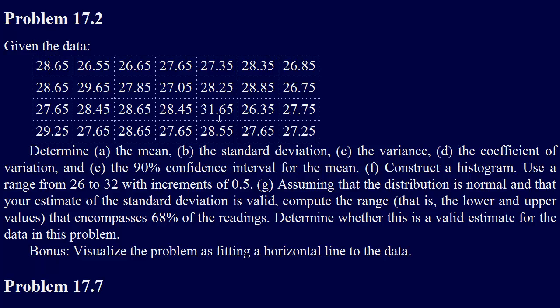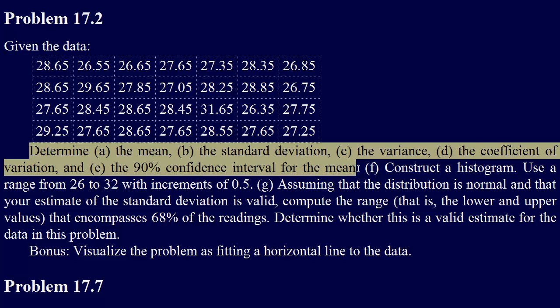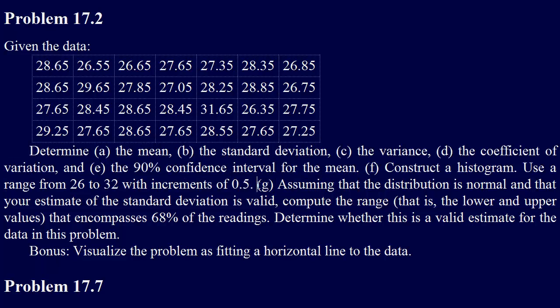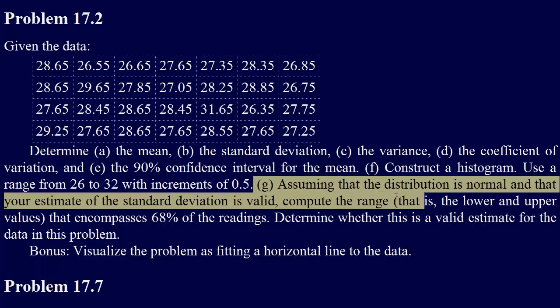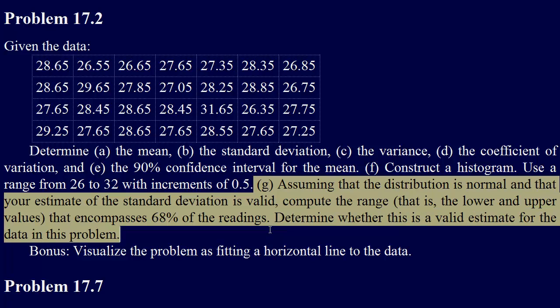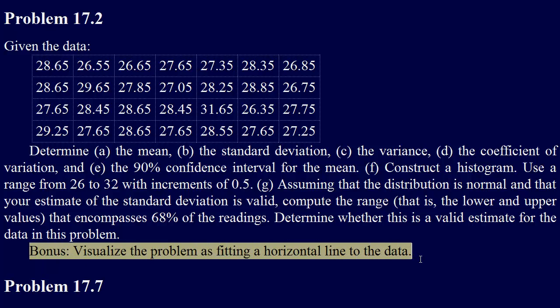It says, given the data in this table that I've copied down here, determine the mean, the standard deviation, the variance, the coefficient of variation, the 90% confidence interval from the mean, construct a histogram, use a range from 26 to 32 with increments of 0.5, assuming the distribution is normal and that your estimated standard deviation is valid. Compute the range that encompasses 68% of the readings. Determine whether this is a valid estimate for the data in this problem, and then I'm going to give you a little bonus, and I'm going to visualize this as we go through.